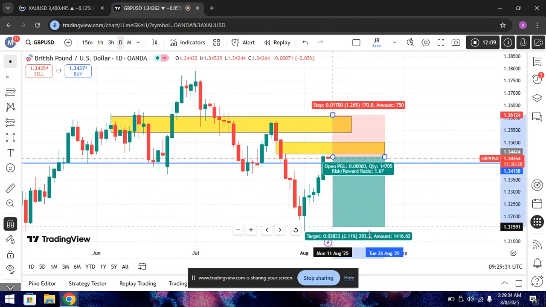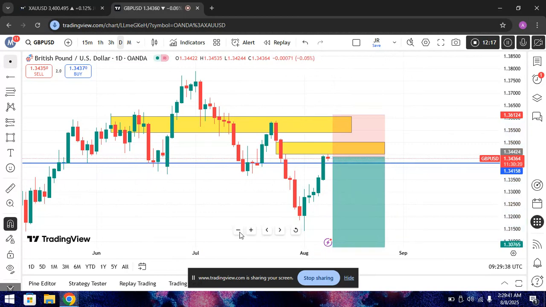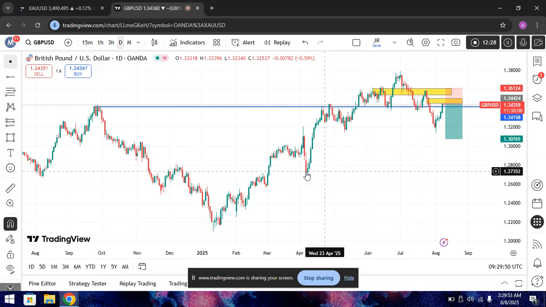Let me just drop this again. So basically this is my focus. If I was to trade GBPUSD, this is my focus. Of course, I'm expecting prices to rally more down and take out this low here. But currently, this is my focus on GBPUSD.